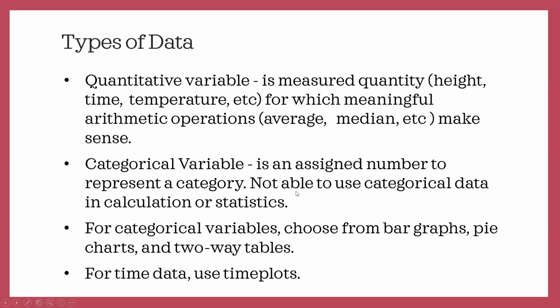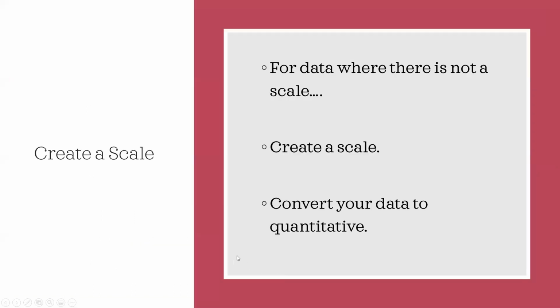Like category 1 is girls and category 2 is boys, and there's no such thing as a 1.5, or a 2.5, right? So with categorical variables you cannot do statistics, but there are other things you can use, and we'll talk about that in a minute. For categorical variables, you can choose bar graphs or pie charts. And for time data, of course, there are time plots, and we'll talk about that in a minute.